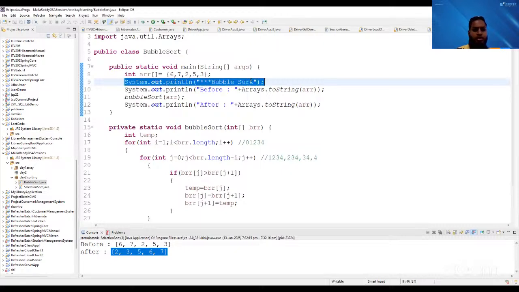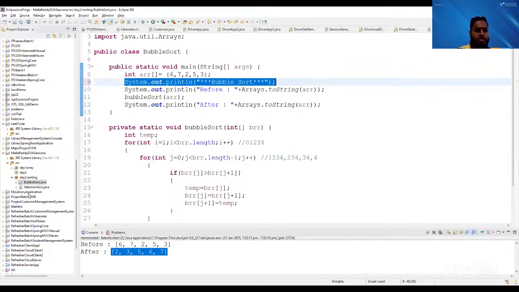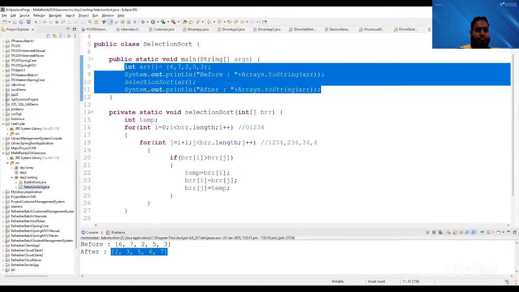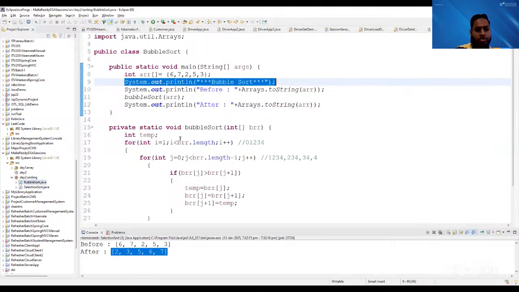Same, I'll copy and paste it. The selection sort also. That we're using selection sort. Okay. So let's run bubble sort and check.